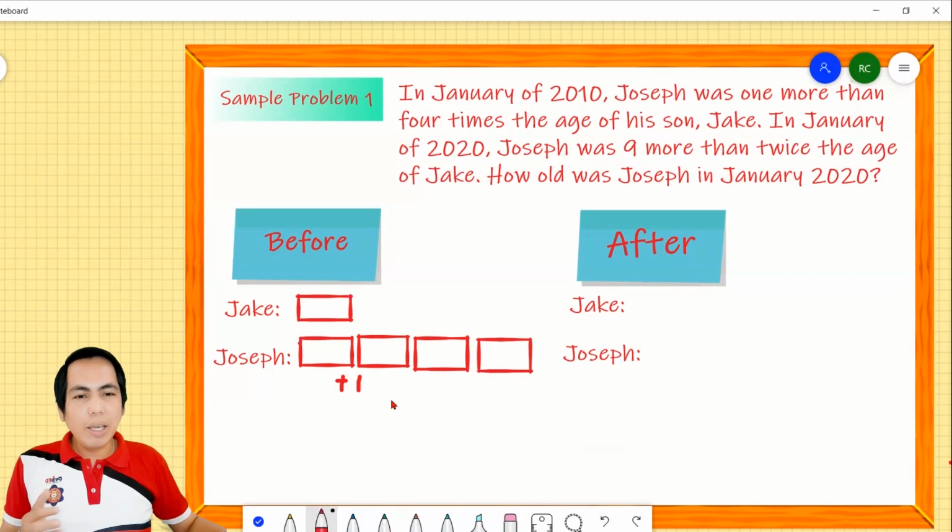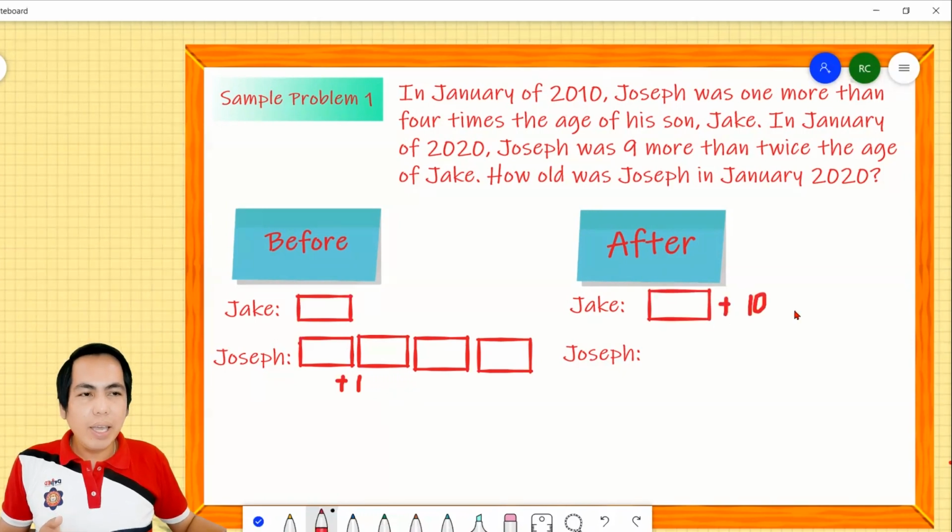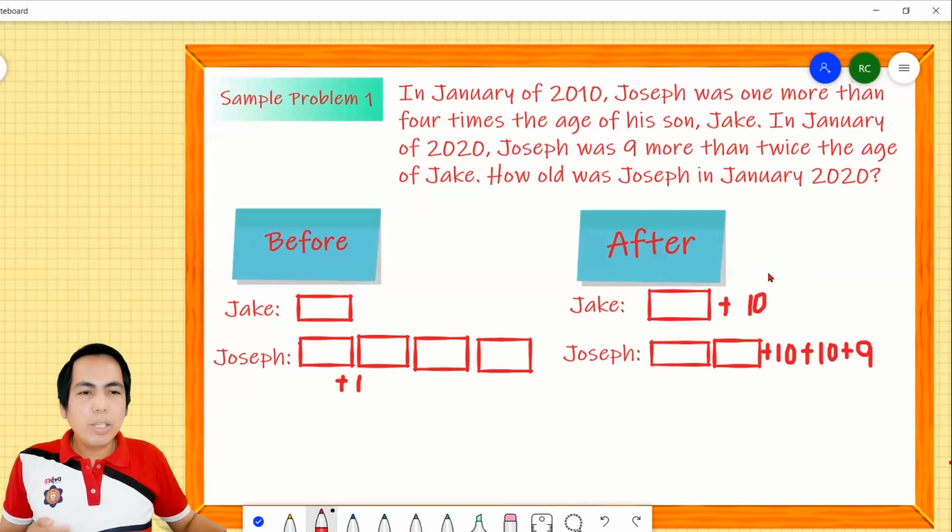Now, these representations are only true in January of 2010. So by January of 2020, that means 10 years after, Jake's age can be represented by 1 box plus 10. While his father's age in January of 2020 is 9 more than twice the age of Jake. So we have 2 times this box, so 2 boxes, and twice also the 10, so plus 10, plus 10, and plus 9, since Joseph is 9 more than twice the age of Jake.